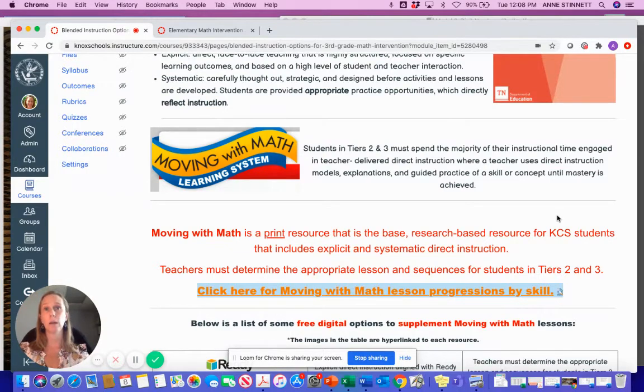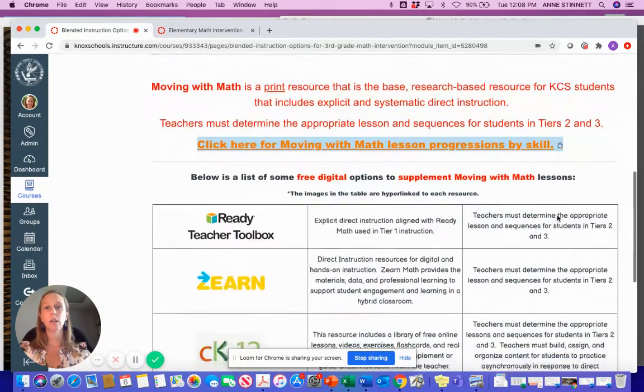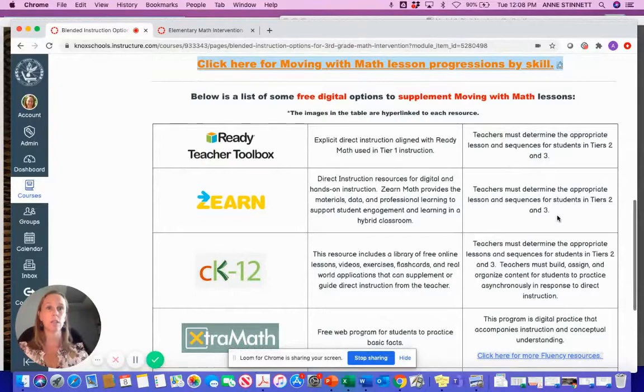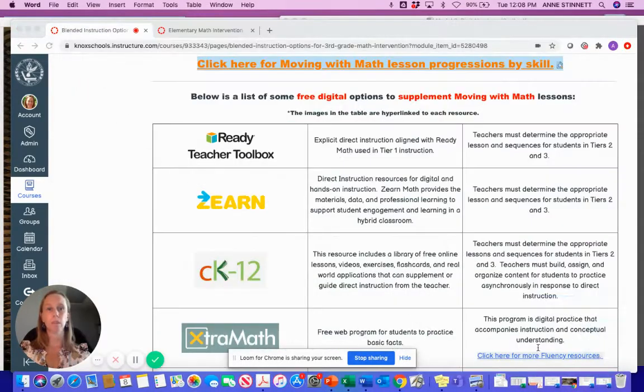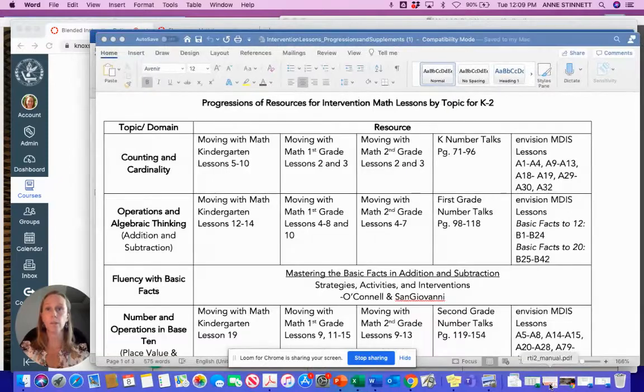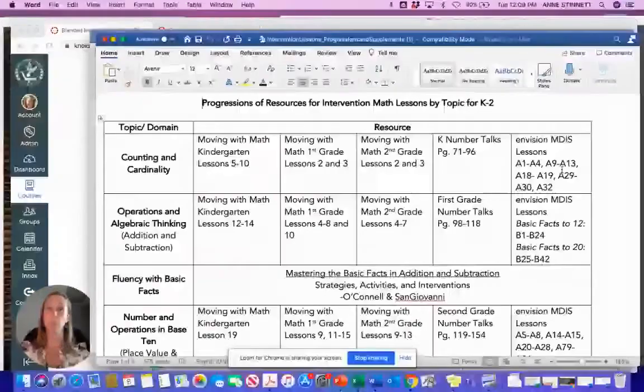So we don't expect students to sit on a computer and be taught digitally the whole time. So here is a list of some free resources to supplement Moving with Math. The top thing here is a link to a document we created a couple years ago that shows each domain in the grade levels and some supplemental resources like the Envision kits. So if you still have those and you want to use those, there are more resources there.